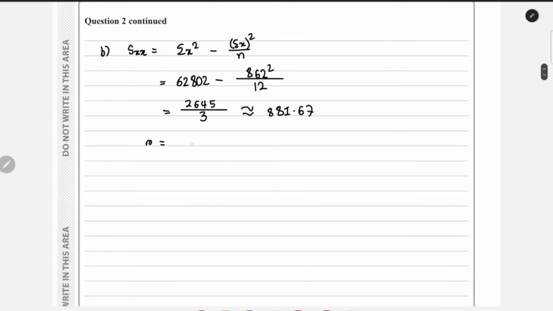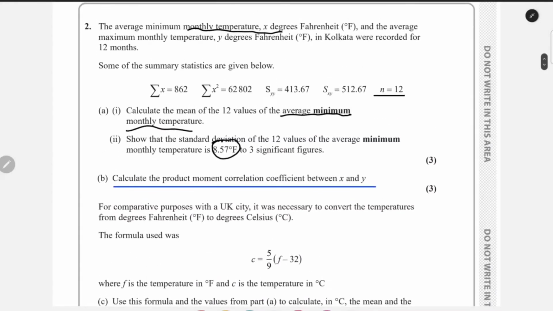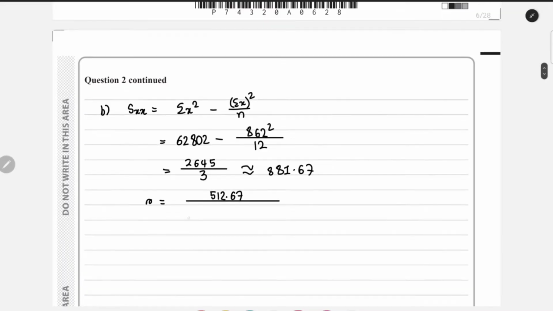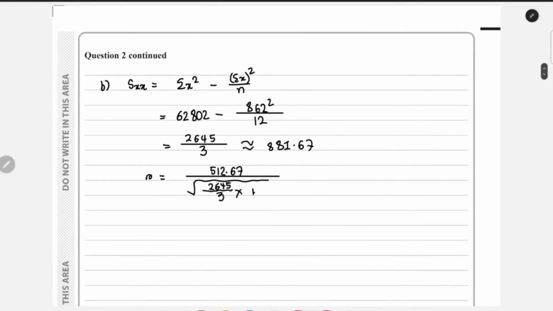So the product moment correlation coefficient would be Sxy, which is 512.67 divided by root over Sxx, which is 2645 by 3 times Syy, which is 413.67. So this value will turn out to be 0.849.